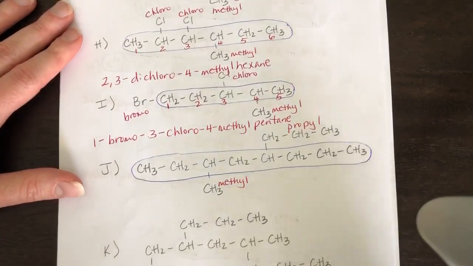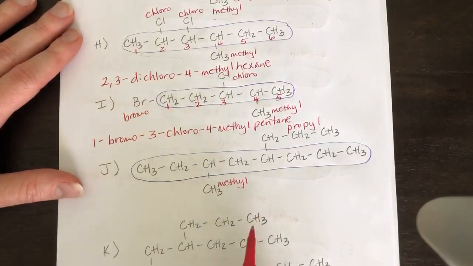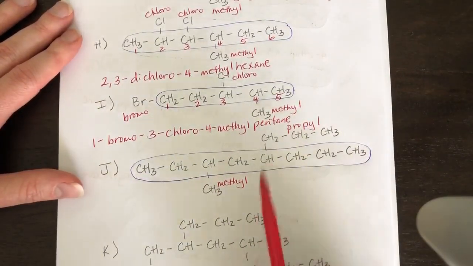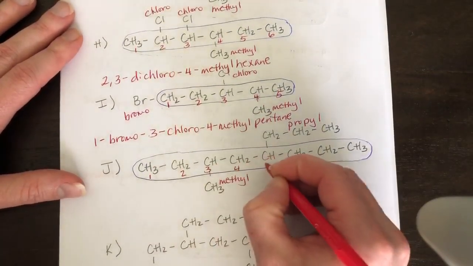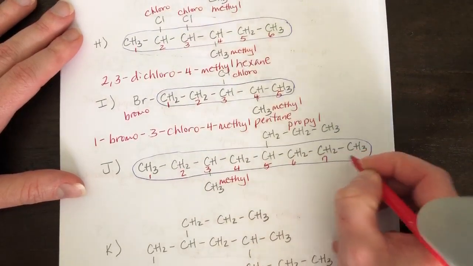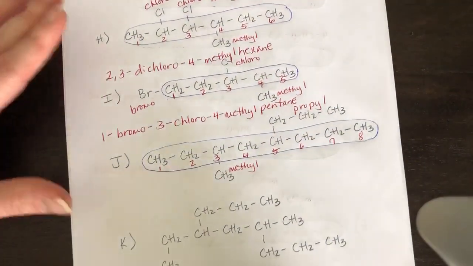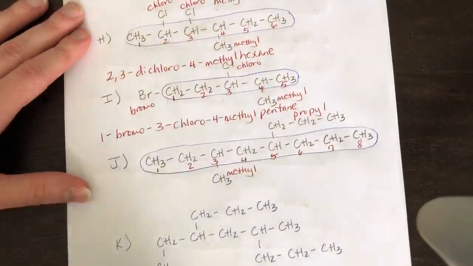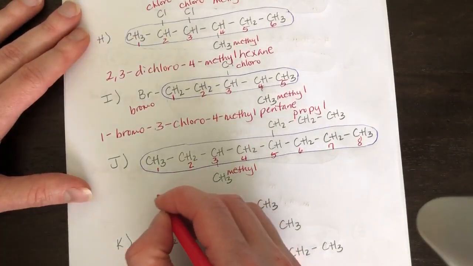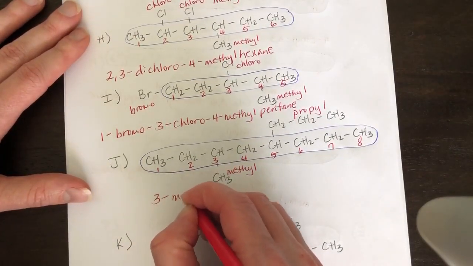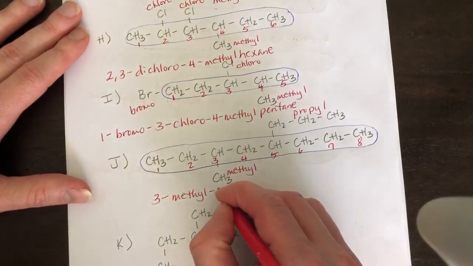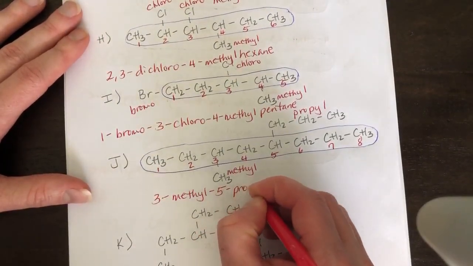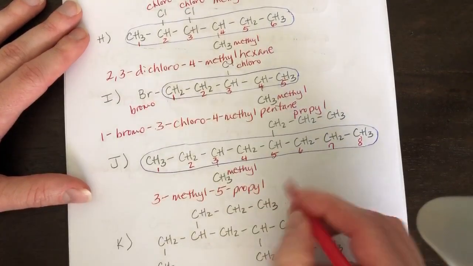Okay, so we'll go to number 1, 2, 3. If we number this way, 1, 2, 3, 4. So we go from left to right. 1, 2, 3, 4, 5, 6, 7, and 8. So methyl comes before propyl in alphabetical order. So this is going to be 3 methyl, 5 propyl, octane.